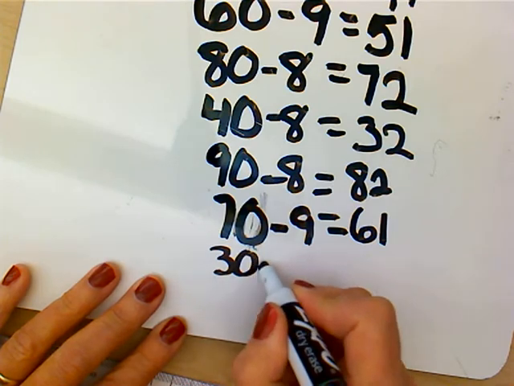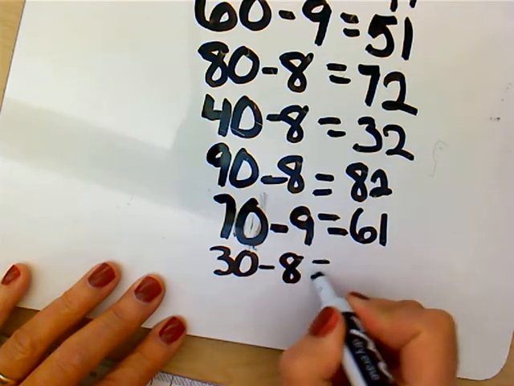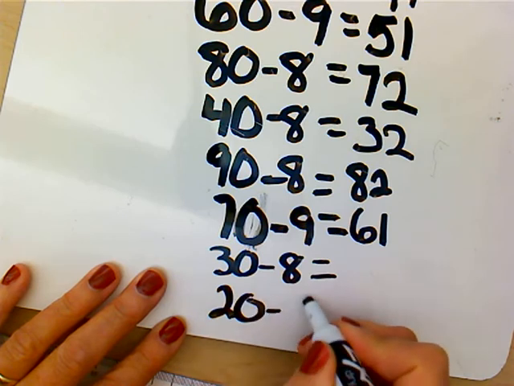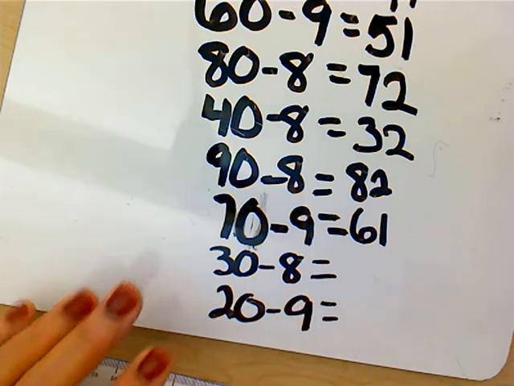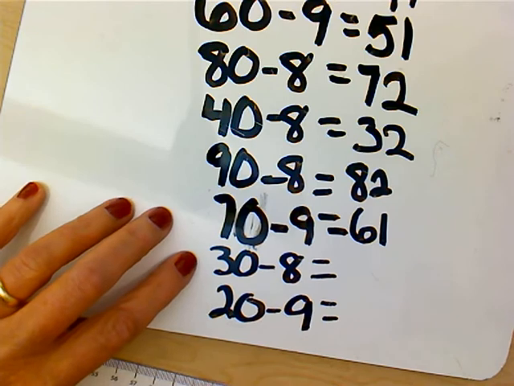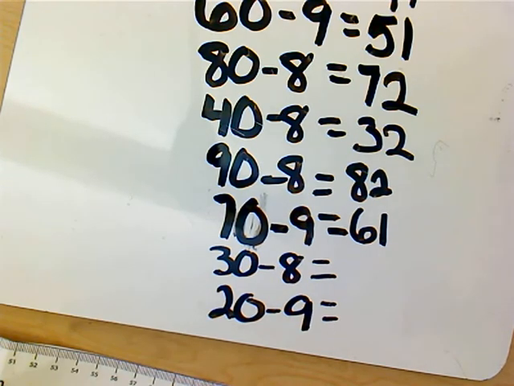30, take away 8. And 20, take away 9. Those 2 problems I'd like you to try. You might need to pause your video for just a minute while you work those 2 problems. Remember, you're starting on 30 and then you're going to start on 20. Pause the video.